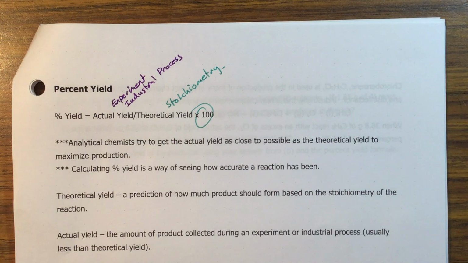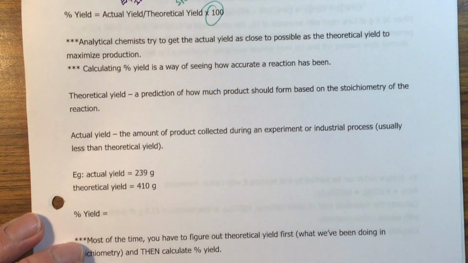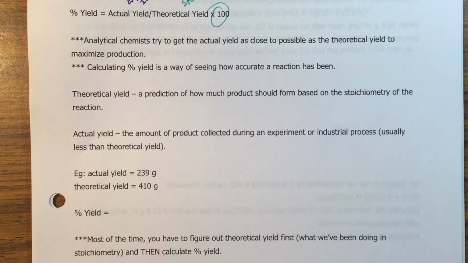Analytical chemists try to get actual yields as close as possible to the theoretical yield to maximize production. Calculating percent yield is a way of seeing how accurate a reaction has been. Your theoretical yield is a prediction of how much product should form based on the stoichiometry of the reaction. The actual yield is the amount of product collected during an experiment or industrial process. It's usually less than the theoretical yield.